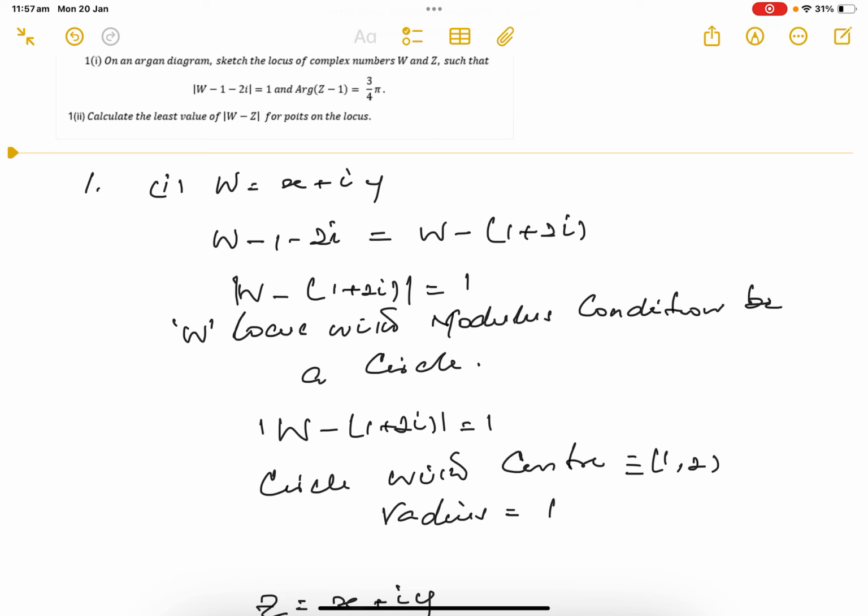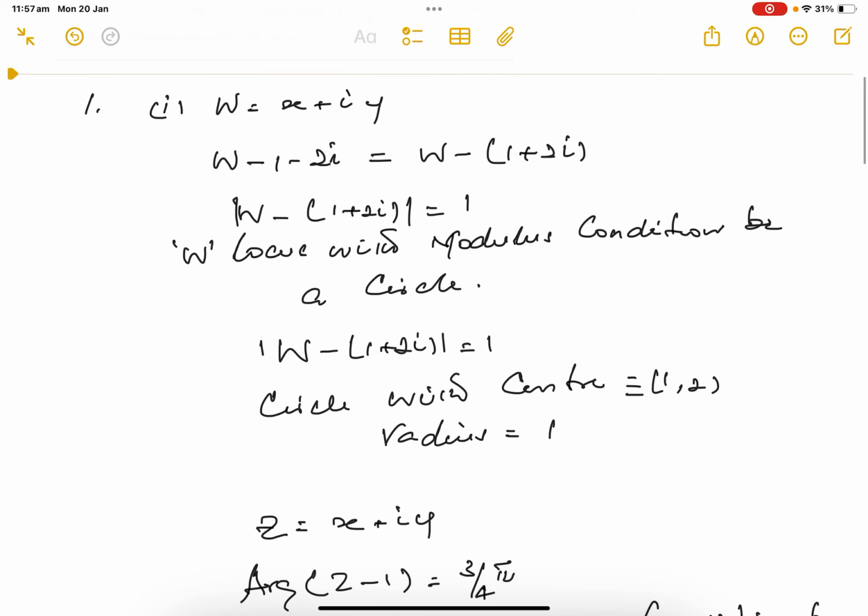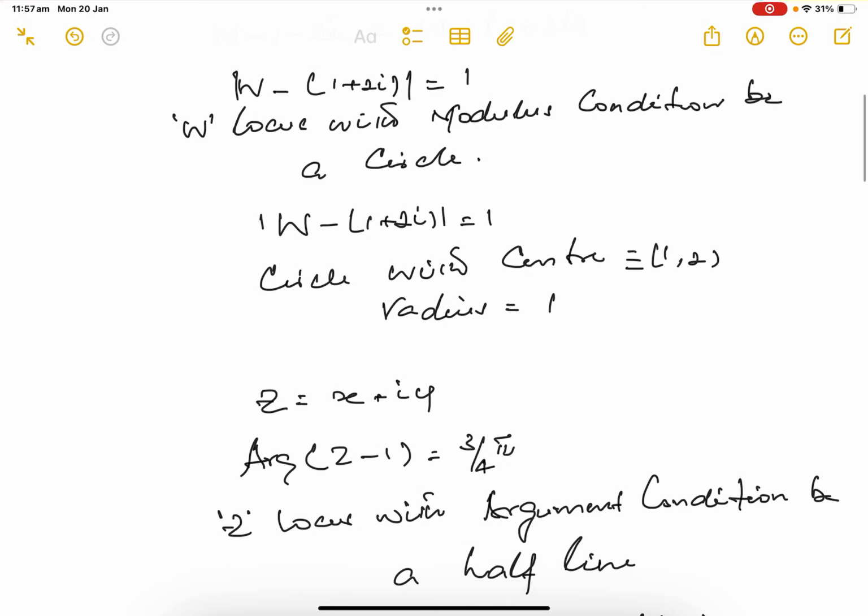Normally, if the condition is in modulus format, the locus would be a circle. So the locus of w with a modulus condition is a circle. So the modulus of w minus (1 plus 2i) equals 1, and the center of the circle is (1, 2), because it is w minus (1 plus 2i). Therefore (1, 2) is the starting point or center point, and the radius is 1.